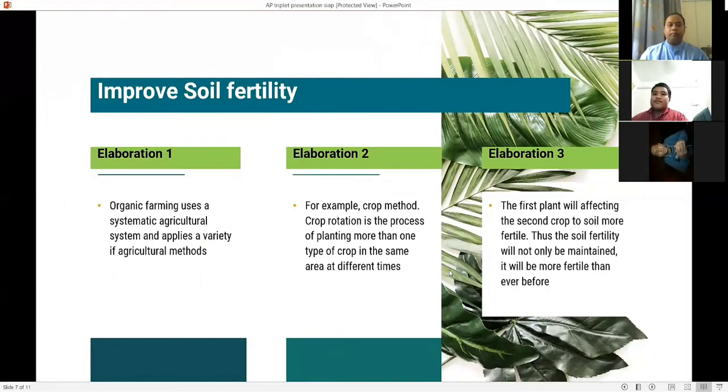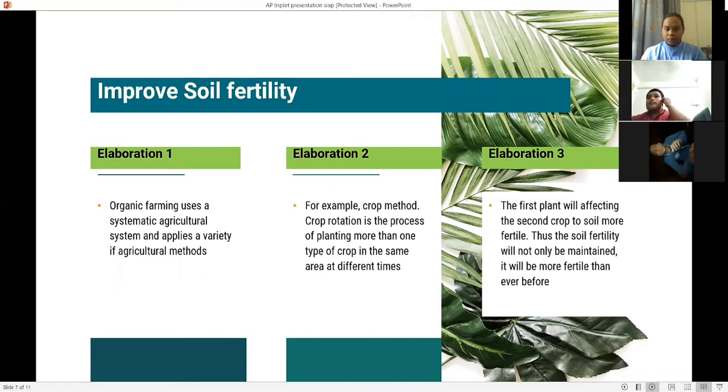Okay, thank you, Rasyede. And now I will explain the second point. The second point is improve soil fertility. Organic farming uses a systematic agricultural system and applies a variety of agricultural methods. For example, crop rotation is the process of planting more than one type of crop at a different time in the same area. So the first plant will affect the second crop to make the soil more fertile. Thus, the soil fertility will not only be maintained, it will be more fertile than ever before.